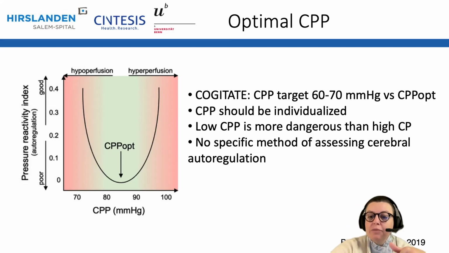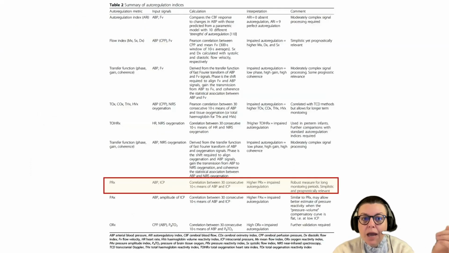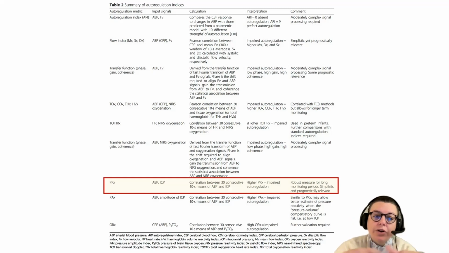And unfortunately, at the moment, there is no specific recommended modality for measuring cerebral autoregulation. However, there are multiple modalities that have been investigated to assess cerebral autoregulation, including these ones in the table here. They use arterial blood pressure, ICP monitoring, and sometimes flow velocities of cerebral arteries. One of these measures, which is the one that I highlighted in red, is called the pressure reactivity index, the PRx.